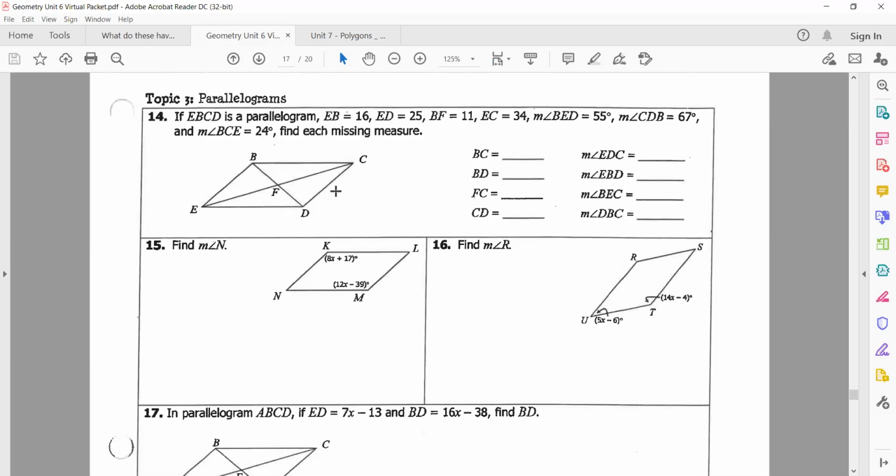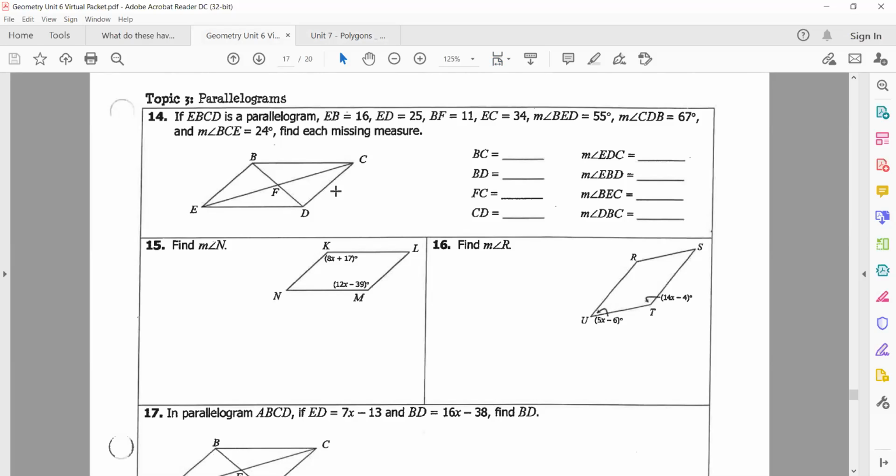So they give you the parallelogram and they give you a bunch of numbers. They give you some side lengths. EB is 16, that's that left-hand side. ED is 25, so that's the bottom. BF is 11. EC is 34. Okay, well, that's just the lengths. No angle measures yet.